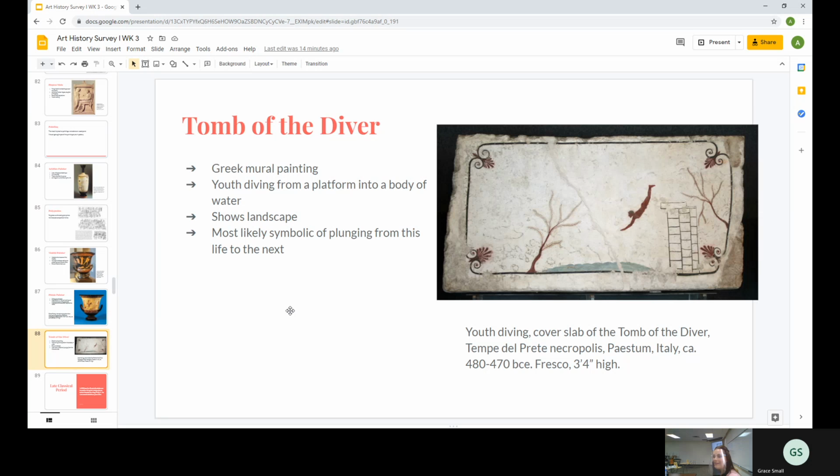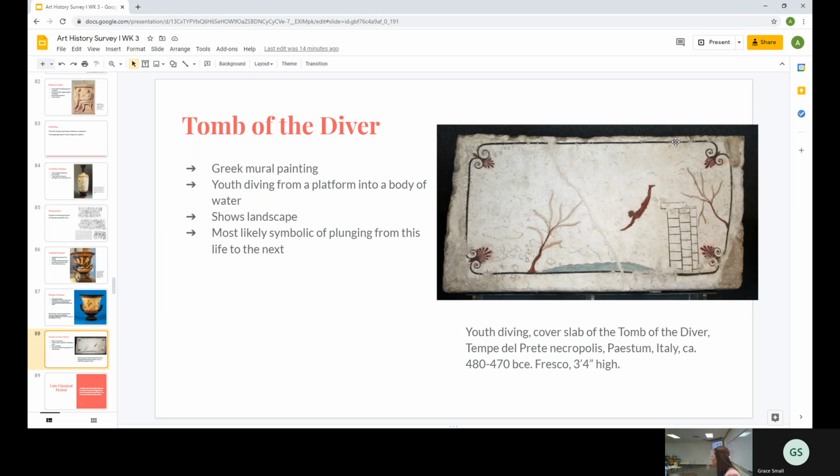And there are also paintings, not just on pottery, but in tombs, as wall frescoes. So this is a fresco from a tomb called the Tomb of the Diver in the necropolis at Paestum, Italy. This theme is going to be used by the Romans as well, but it shows a landscape, not just flatness. There's a background happening.